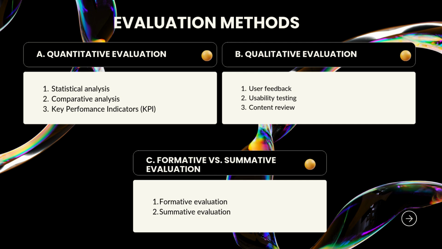Qualitative evaluation focuses on users' experiences and perceptions, rather than numbers alone. This includes user feedback, usability testing, and content review. For example, students may report that the search system is confusing or that certain resources are difficult to access. Usability testing allows librarians to observe how users interact with the system and identify problems that statistics alone cannot reveal.